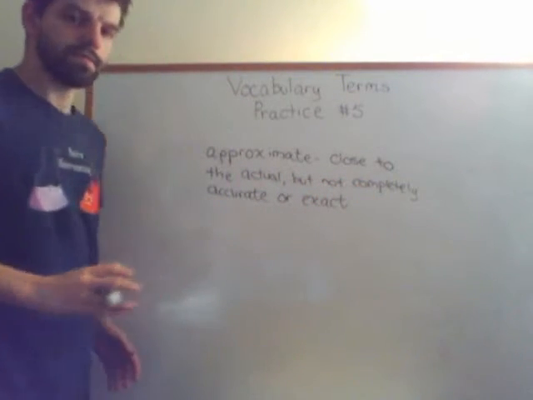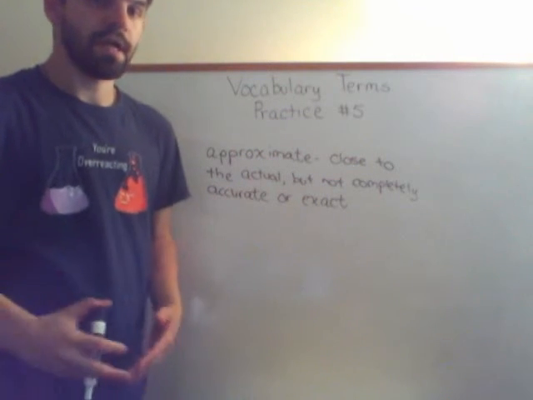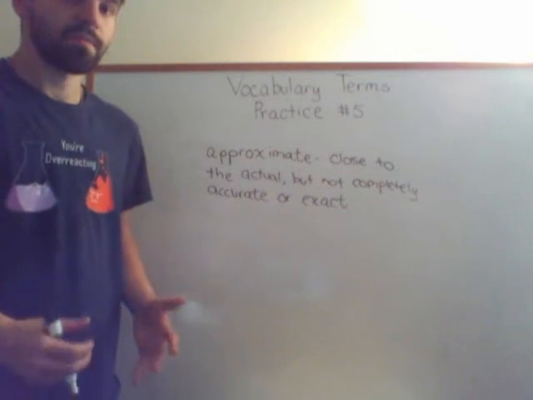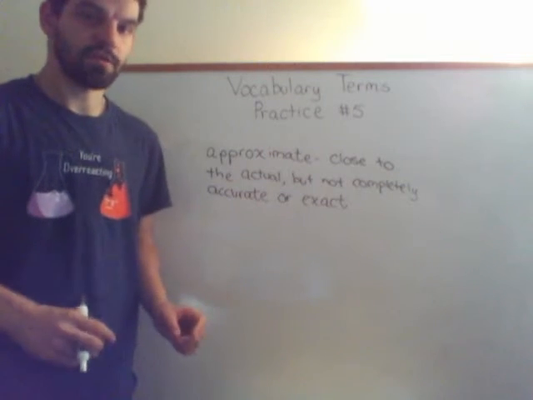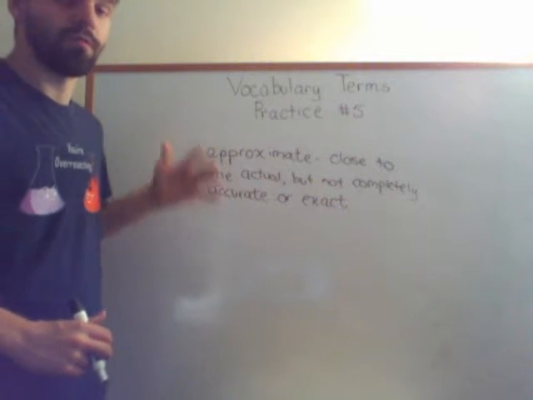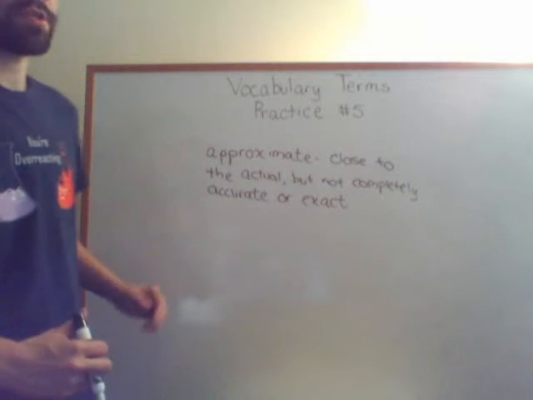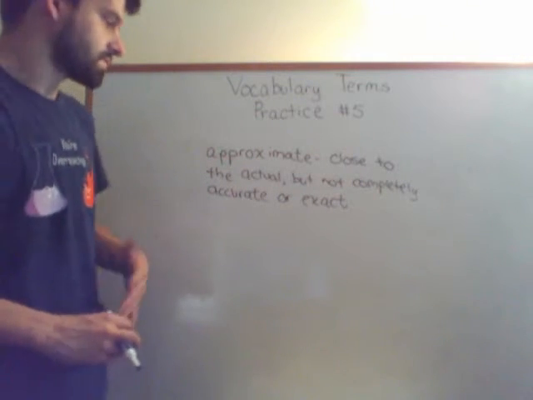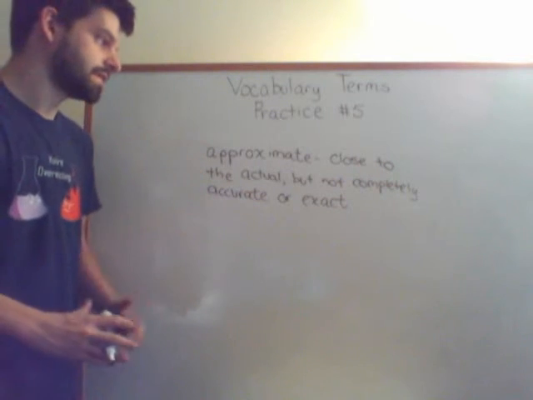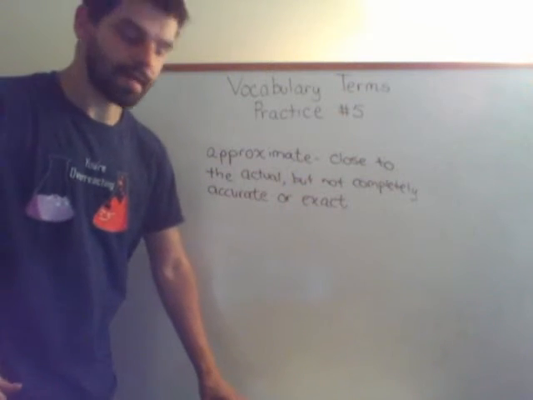So the example that I came up with for this definition is that when architects are building a house, they never approximate. They never guess or estimate because their measurements have to be exact. So they can't be close to the exact value of what they're measuring. It has to be exact. So they don't make any approximations or estimates. Okay, so this is our first word, approximate, spelled A-P-P-R-O-X-I-M-A-T-E, defined as close to the actual, but not completely accurate or exact.